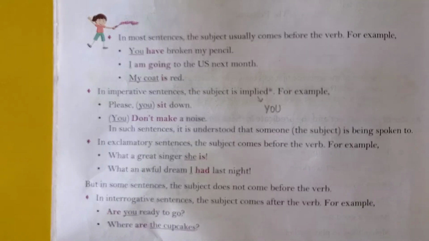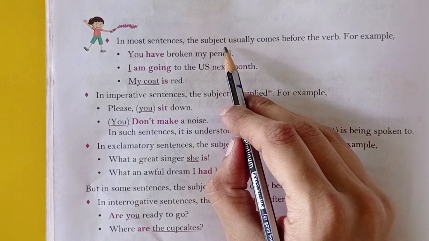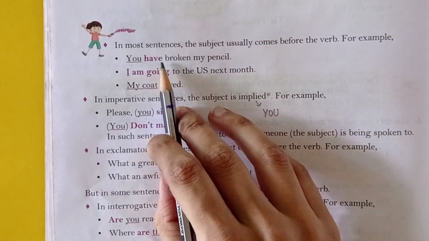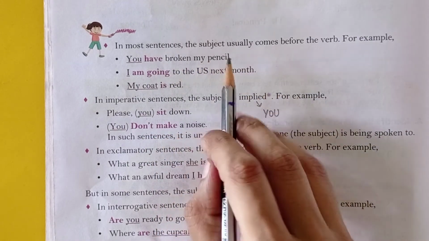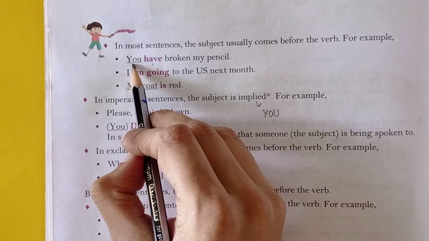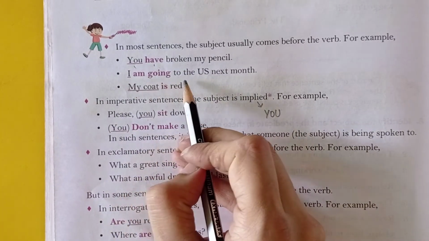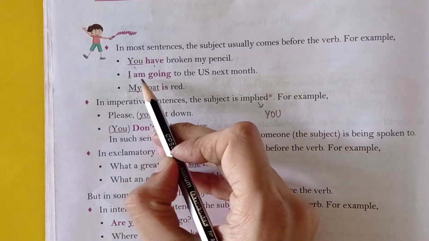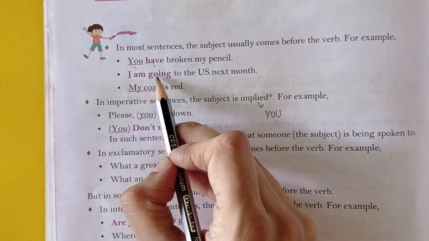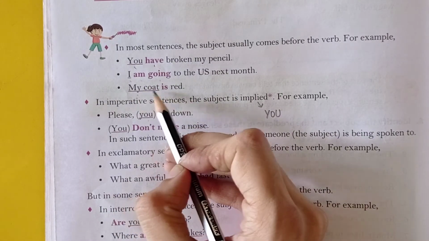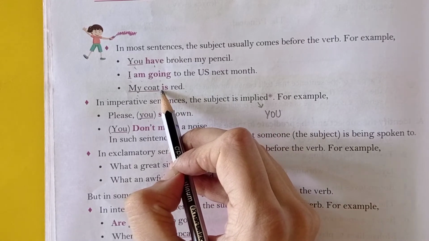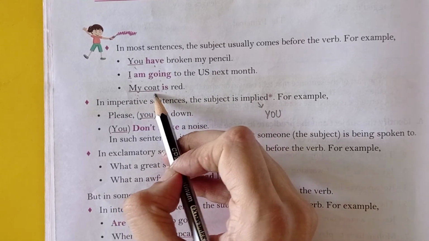So, in most sentences, the subject usually comes before the verb. For example, you have broken my pencil. Form of verb is have and the subject is before the verb, you. I am going to the US next month. Am going is the form of verb and the subject comes before the verb, which is I. My coat is red. Is is the form of verb and the subject comes before it, which is my coat.